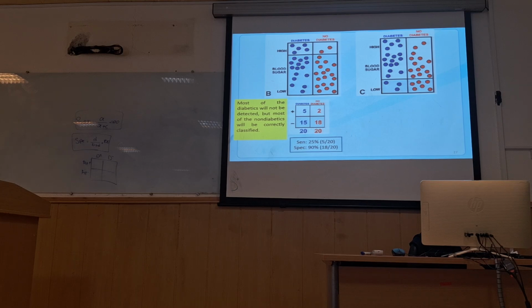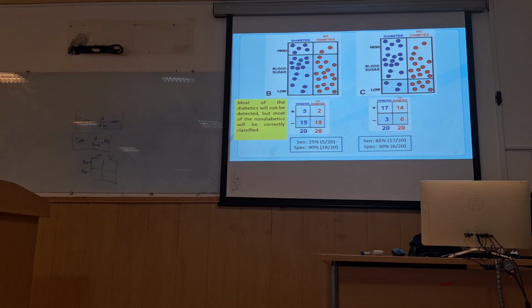What happened? In reality, blue means diabetes and red means non-diabetes. What is sensitivity and specificity? Okay, when we change the cutoff point, sensitivity and specificity would change, yes, or will be changed.